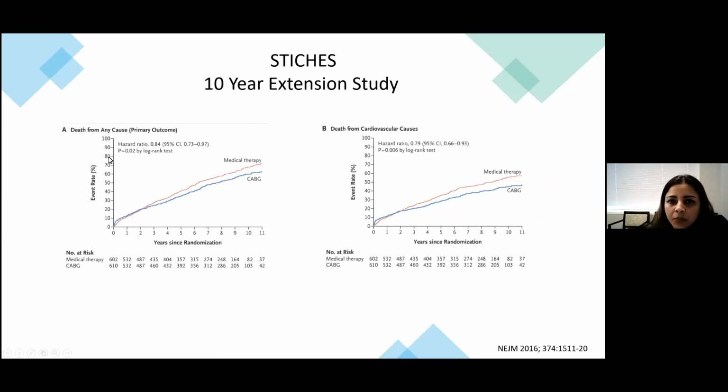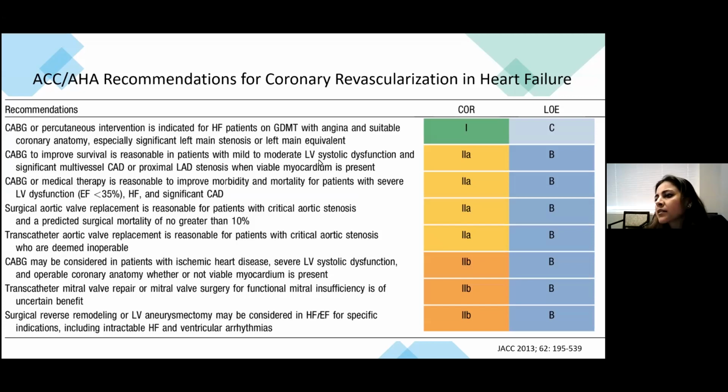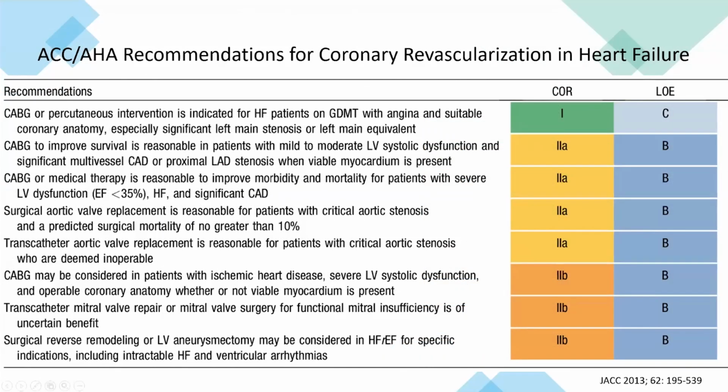So this is important, and hence how this is coming into guidelines for us is that CABG is indicated in any patients on guideline-directed medical therapy with angina and suitable cardiac anatomy, especially when they have significant left main or left main equivalent. That's a class 1 indication. What we need to pay attention to is these guidelines. If you look at the 2A guideline, CABG or medical therapy is reasonable to improve morbidity and mortality for patients with severe LV dysfunction, heart failure, and significant CAD.